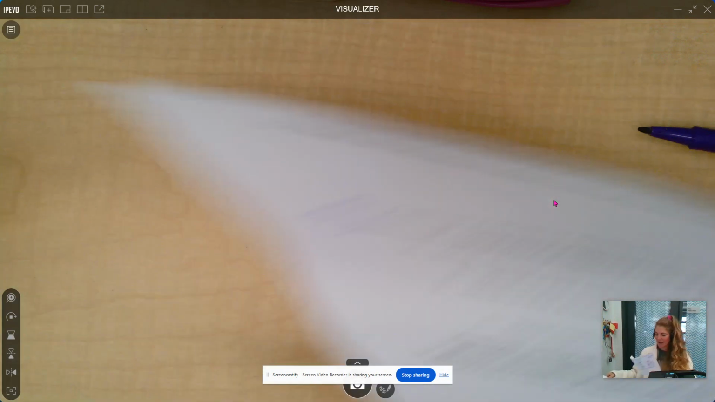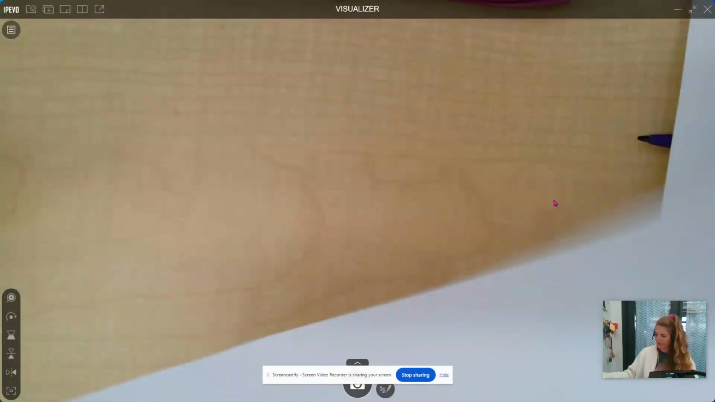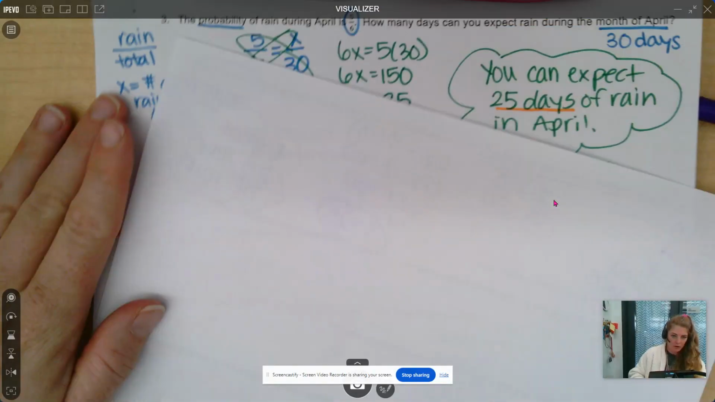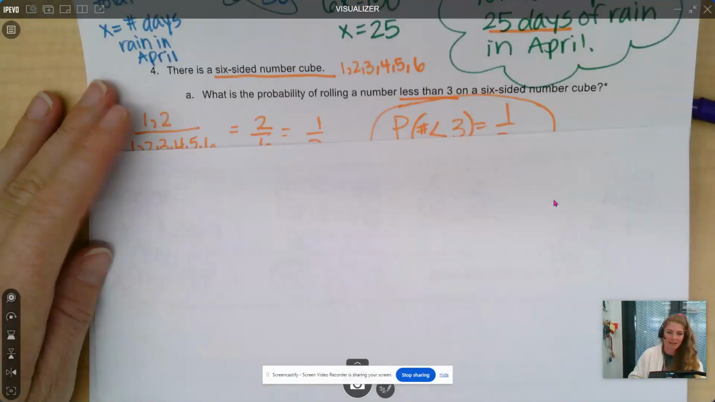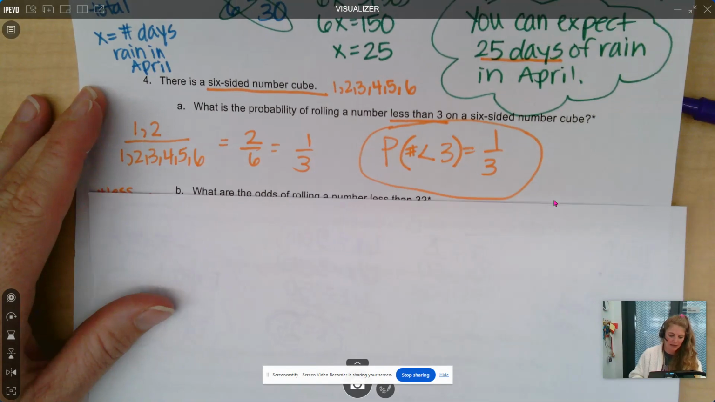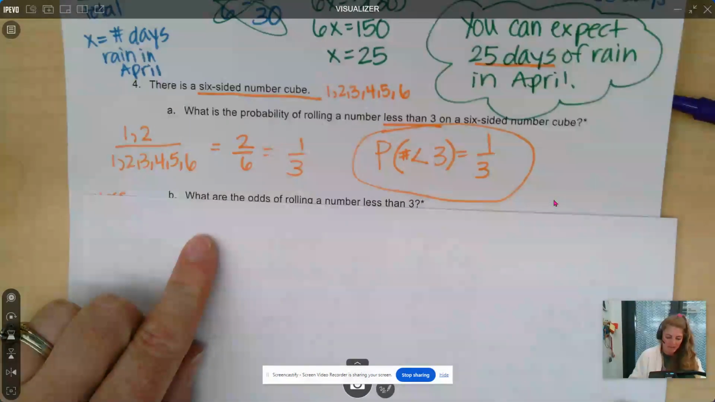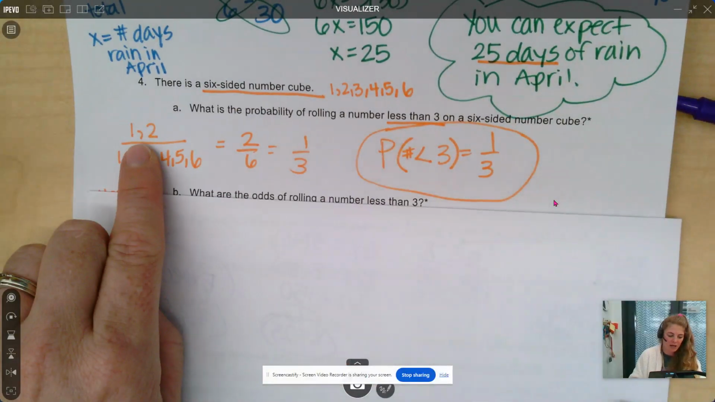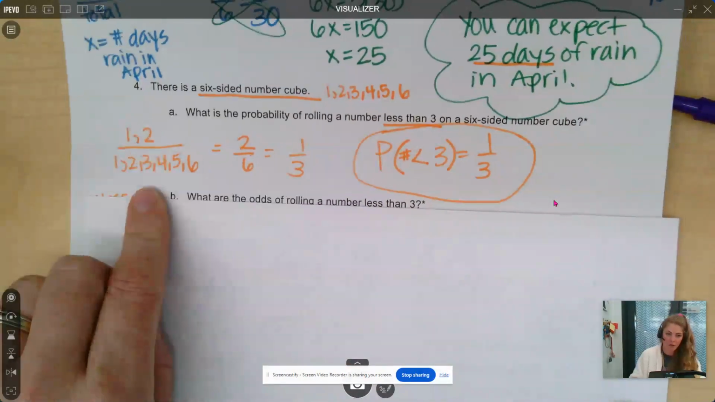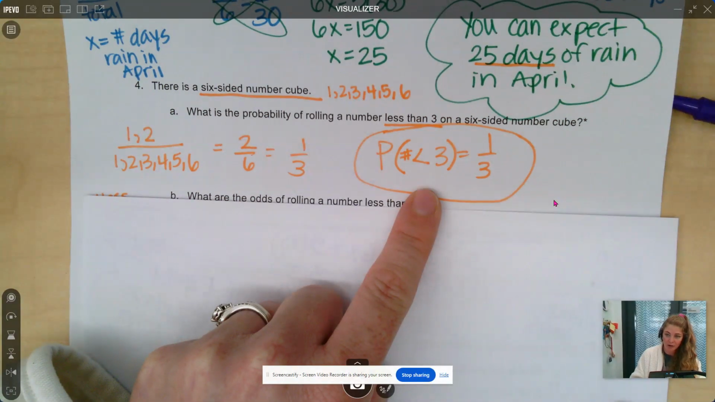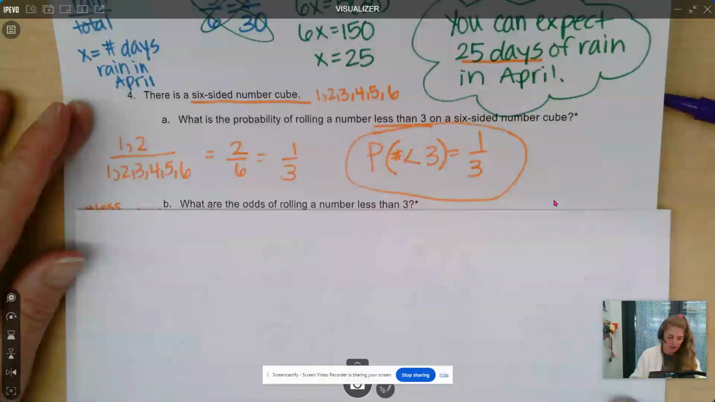Okay, let's see how you did on 4 through 7. So number 4 gives us a 6-sided number cube. So remember, a 6-sided number cube is 1, 2, 3, 4, 5, and 6. So what's the probability of rolling a number less than 3? So that would be 1 or 2 or less than 3 out of all the outcomes, which is 1/3. So probability of a number less than 3 is equal to 1/3. I hope you used probability notation there.